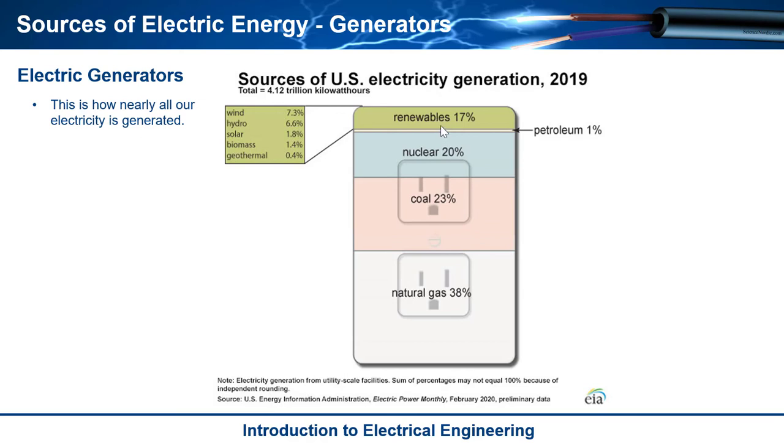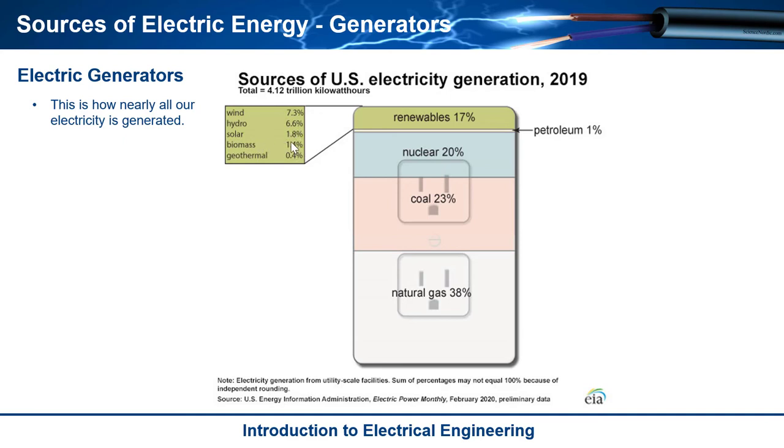But let's look at renewables. So you're like, oh, finally we get to something alternative. Well, it only makes up 17% of all the power in the grid, but look at it. Here's your wind. It's 7.3. Hydroelectric, 6.6. Again, just spinning. Solar, that's interesting. Very small, but that is the only one that's not spinning, but it's actually kind of cool. And we'll talk about that in a later video.